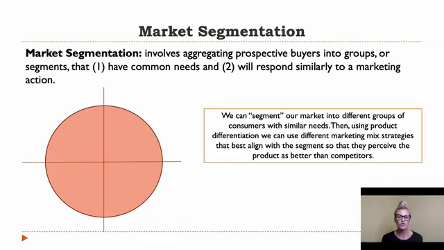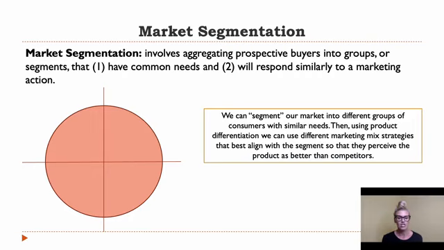We're going to talk about 2 forms of segmentation. One is market segmentation that considers consumers, and 2, product segmentation that considers products themselves. So a market segment is a relatively similar group of prospective buyers that results from the market segmentation process.